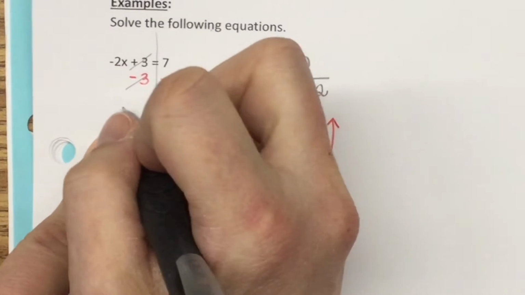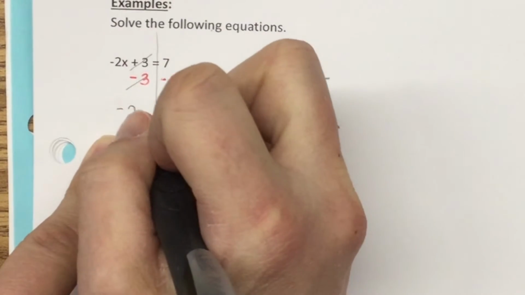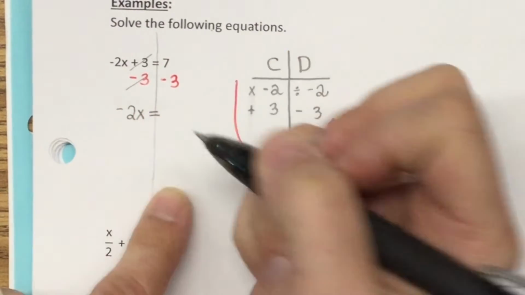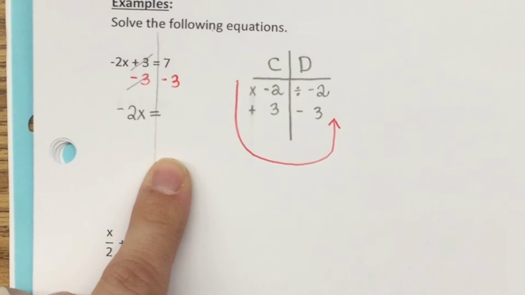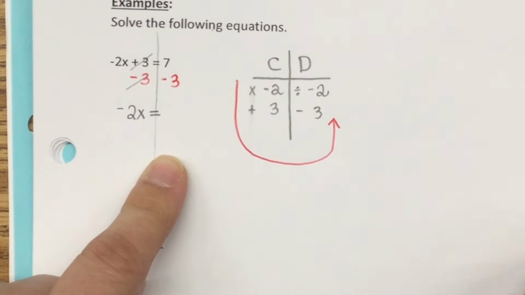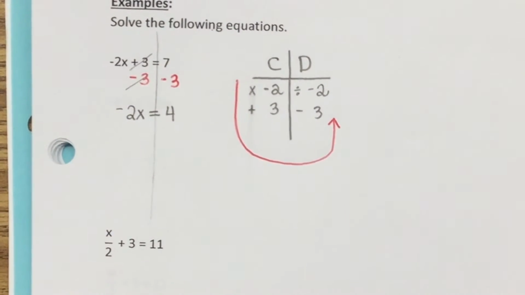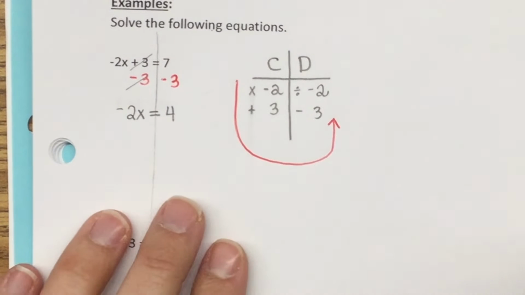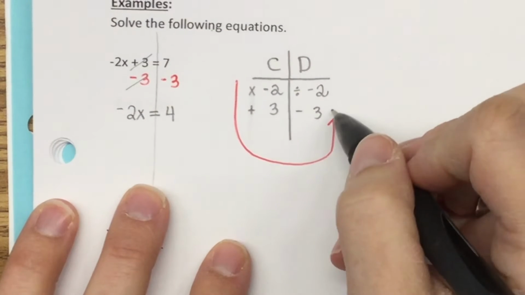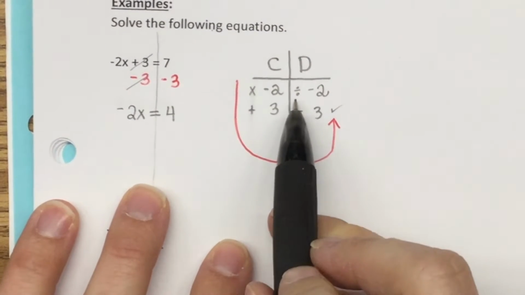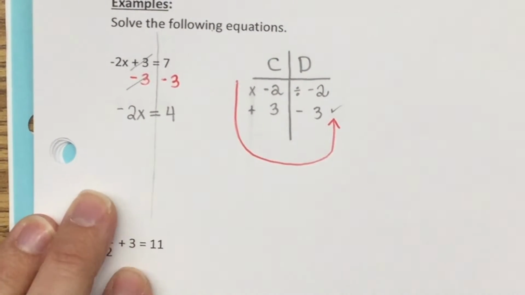So on the left side, I still have -2x. And on the right side, Cheston, what is 7 minus 3? 4. Perfect. So next step, so we did this step, done. Next up we're going to divide by -2.